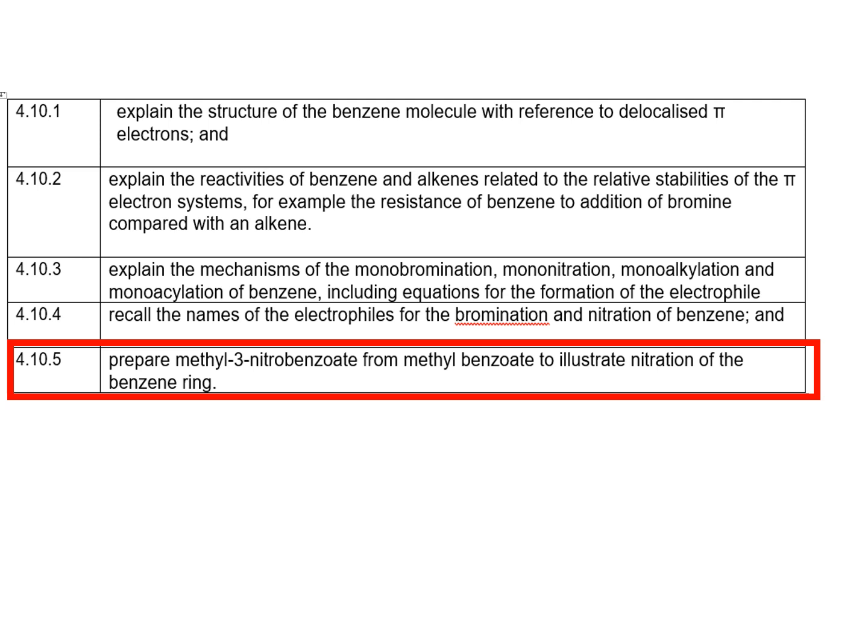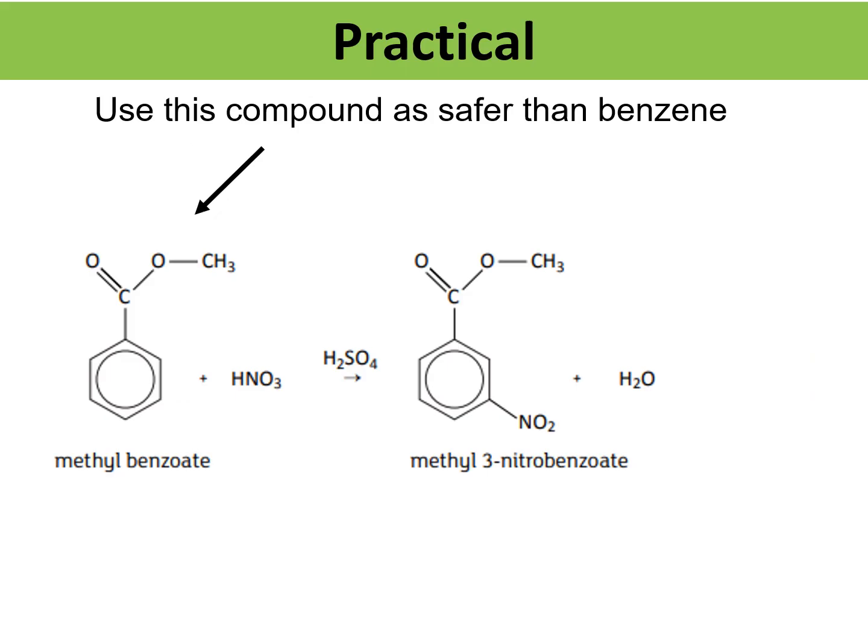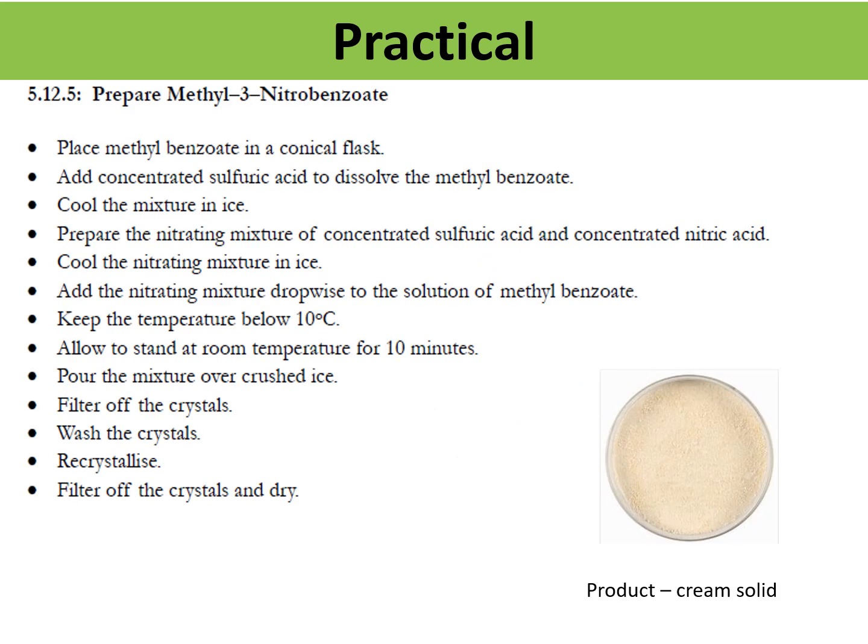The final part of this topic is where we prepare methyl 3-nitrobenzoate from methyl benzoate to illustrate the nitration reaction. Nitrobenzene is not prepared in the lab due to the high toxicity of benzene. To illustrate nitration in the lab, we use methyl benzoate, which is an ester of lower toxicity. Methyl 3-nitrobenzoate is a cream solid. This is the practical details for the preparation of methyl 3-nitrobenzoate that you will find in the practical guide.